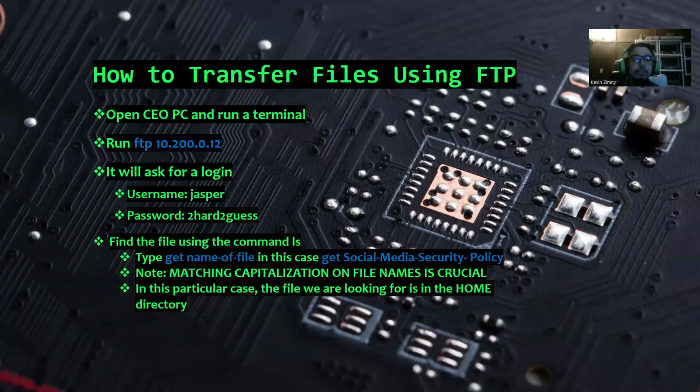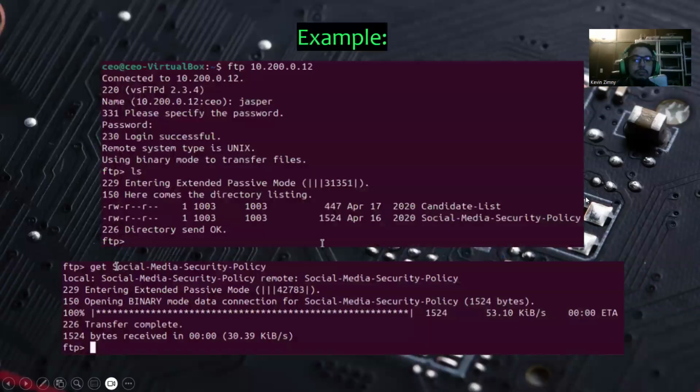Once you are logged in, you can type in ls to find the file name. And to download the file, you type get and then the name of the file. In this particular instance, you type in get social media security policy. Very important note, make sure capitalization on the file name is there, because that is very crucial, you match the capitalization. In this particular case, the file we were looking for is in the home directory. So here we have an example.